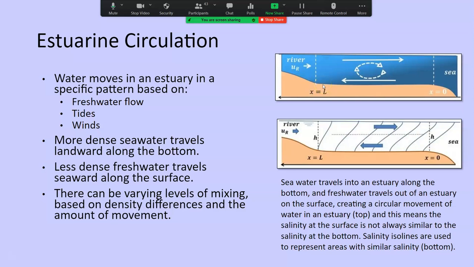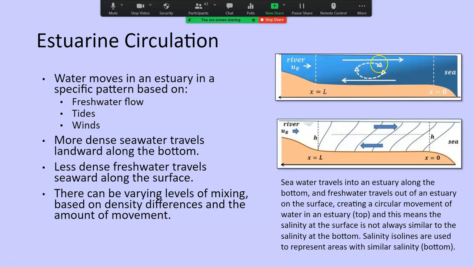There can be varying levels of mixing based on density differences and the amount of movement that's occurring. So if you have very, very strong river flow, that river, when it meets the sea, can cause a lot of mixing, and you might not get that freshwater lens. If you have a lot of tidal movement bringing water in and out, you're going to get a lot more mixing, and you might not get such a big difference between the different layers of water.